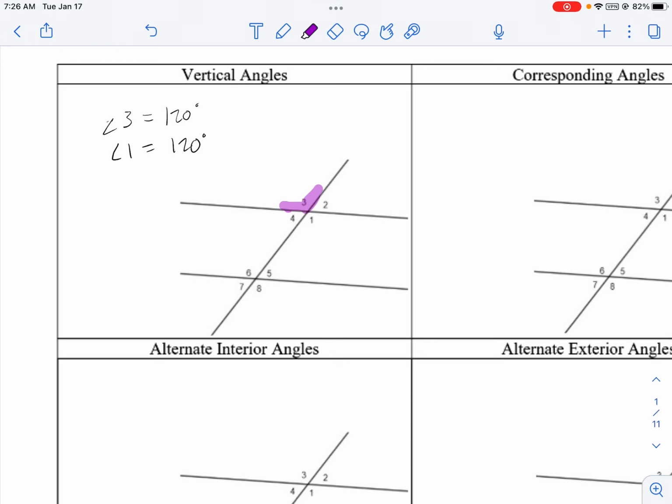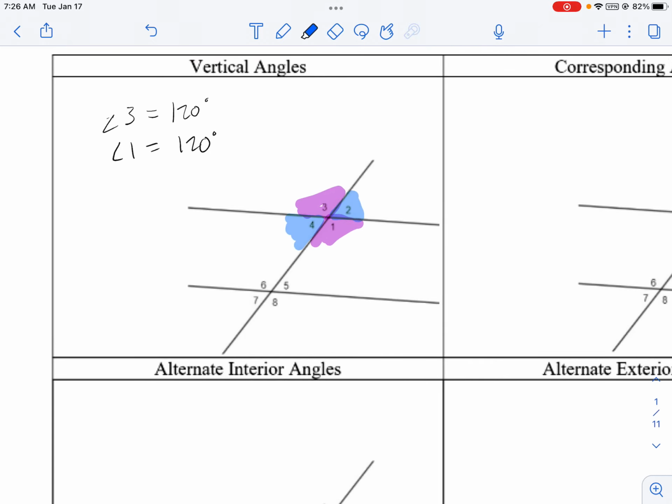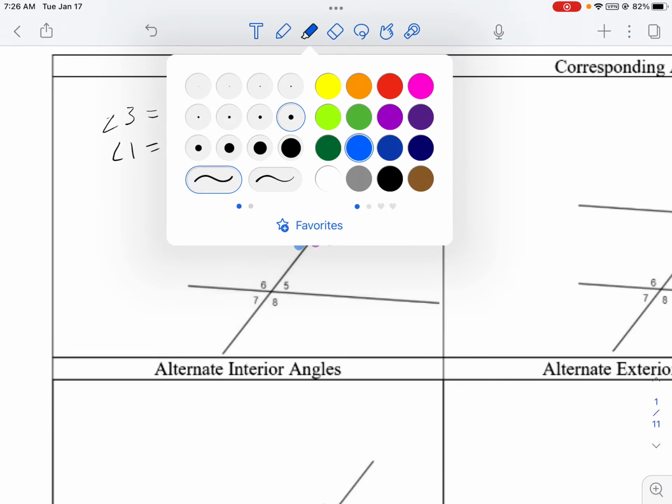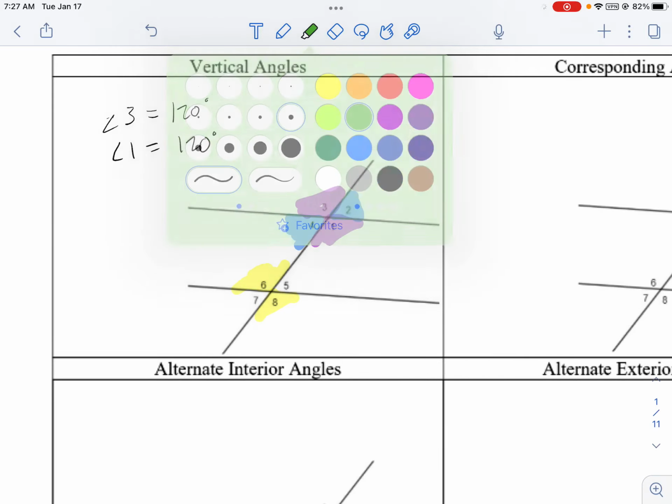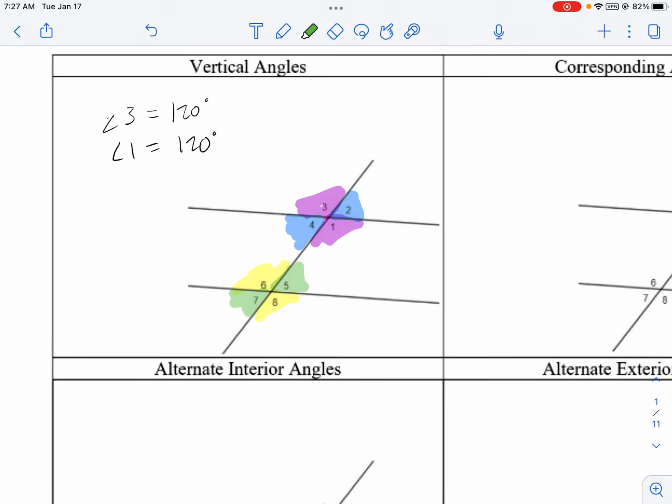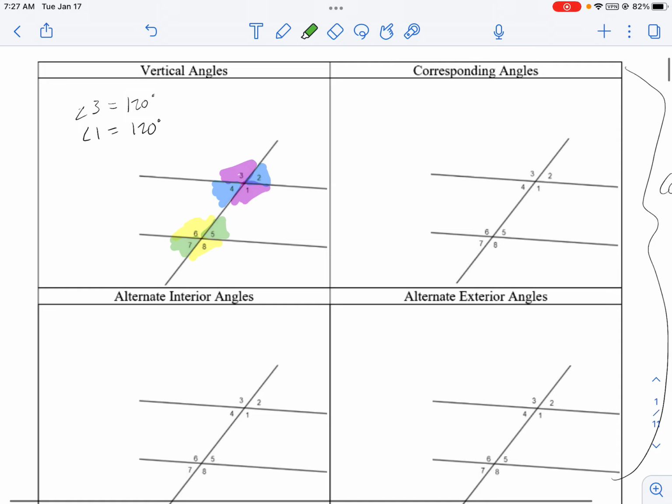So angle 3 and angle 1 are directly vertical. That means you have another pair of those angles, angle 4 and angle 2. If you rotate the picture a little bit, you can notice that directly vertical to angle 4 is angle 2. That's not the only place we have vertical angles. Down here, angle 6 is directly vertical to angle 8, and angle 7 is directly vertical to angle 5. Those are congruent. So those are vertical angles.